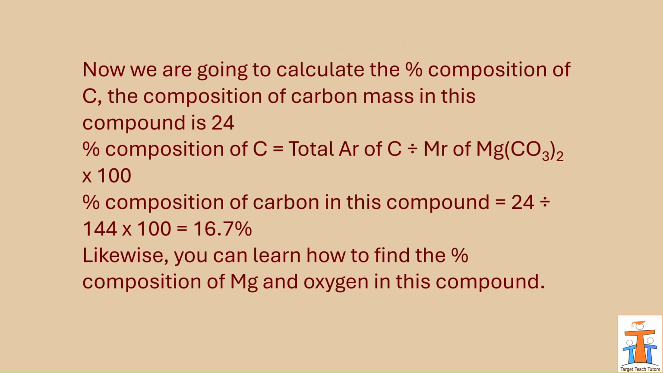Now we are going to calculate the percentage composition of carbon. The composition of carbon mass in the compound is 24. So percentage composition of carbon is equal to total relative atomic mass of carbon divided by relative formula mass of magnesium carbonate multiplied by 100, is equal to 24 divided by 144 times 100, is equal to 16.7%. Likewise, you can learn how to find the percentage composition of magnesium and oxygen in this compound.